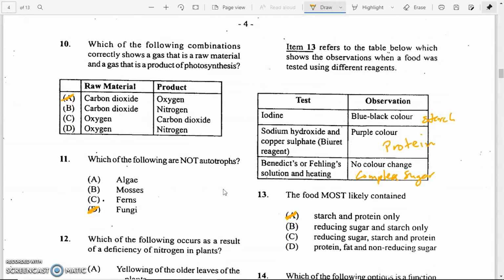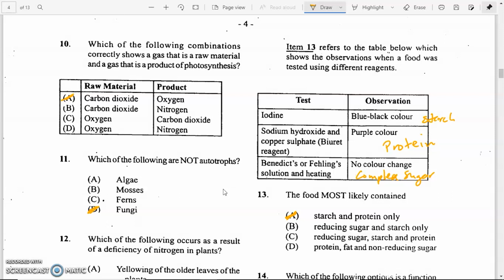Number 10. Which of the following combinations correctly shows a gas that is a raw material and a gas that is a product of photosynthesis? Remember photosynthesis: carbon dioxide combines with water to give you glucose and oxygen in the presence of sunlight and chlorophyll. So the gas that is the raw material is carbon dioxide, and the product would be oxygen, right? So the answer here is A.